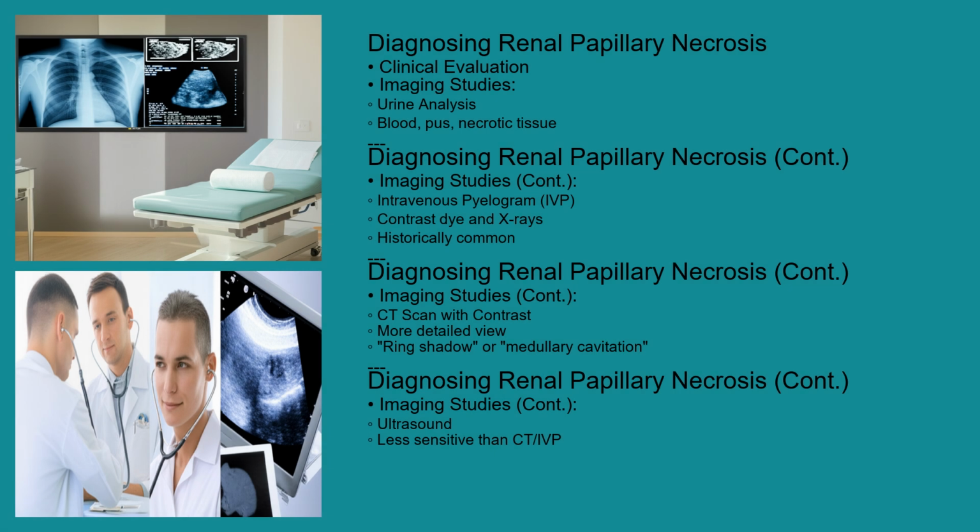Diagnosing renal papillary necrosis usually involves a combination of clinical evaluation and imaging studies. A urine analysis can reveal blood, pus, and sometimes even fragments of necrotic papillary tissue. An intravenous pyelogram, or IVP, used to be a common diagnostic tool. It involves injecting a contrast dye and taking X-rays to visualize the urinary tract. However, CT scans with contrast are now more commonly used, offering a more detailed view of the kidneys and urinary system, and showing the characteristic ring shadow, or medullary cavitation appearance of the affected papilla. Ultrasound may also be used, but it is less sensitive than CT or IVP.